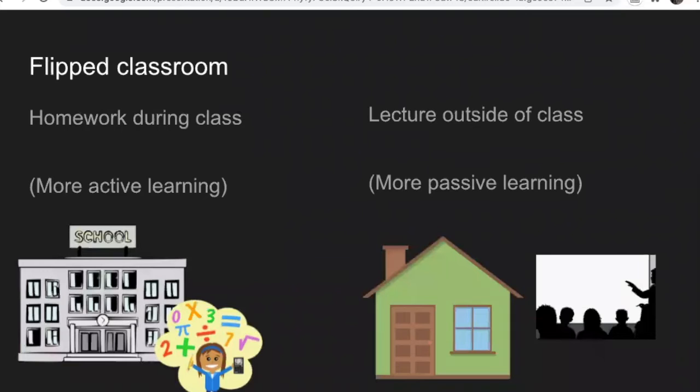In a flipped classroom approach, we switch the two. So students do the more passive part of their learning, whether it's watching or listening to a lecture, reading the materials or a textbook, etc. All of this is done outside of the classroom and outside of class time. And then during class time, the more active part of learning occurs. So this is where the homework would be done with the instructor there to help.